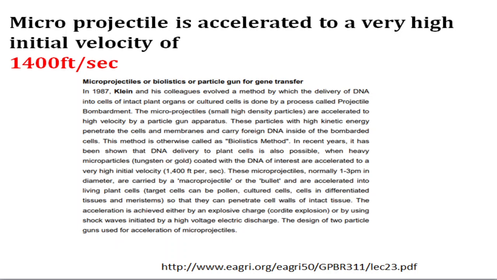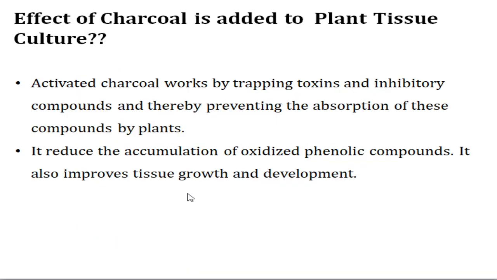Okay, so microprojectile is a method which is generally employed for delivery of your DNA to a plant cell. It is the most commonly employed method. They employ a heavy microparticle, which might be tungsten or gold, coated with your DNA of interest, and it is accelerated to an initial velocity of nearly 1400 feet per second. So the correct answer, the initial velocity, is 1400. If you want, you can check on their website. You can find a lot of information about microprojectile and some other DNA transfer techniques.